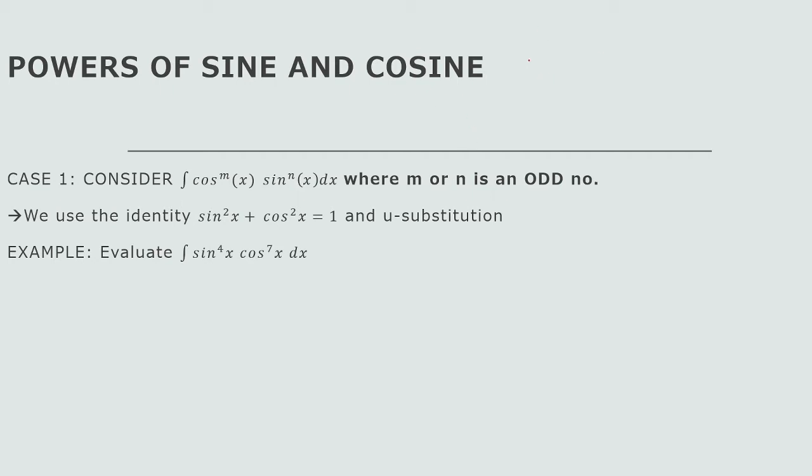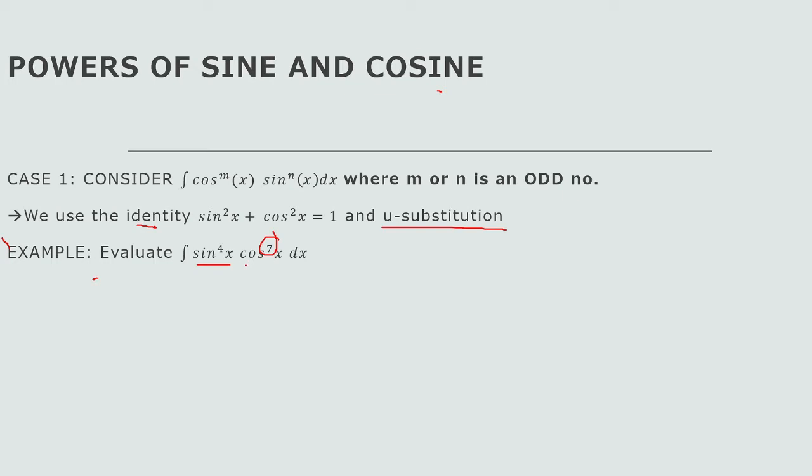So for example, in this situation, sine to the power of 4x cosine to the power of 7x. Here we can see that n is an odd number, right? So n is an odd number, therefore we can consider this one as our case number 1. So according to this case, we are going to use the identity sine squared x plus cosine squared x is equal to 1. How are we going to do that? Simple.